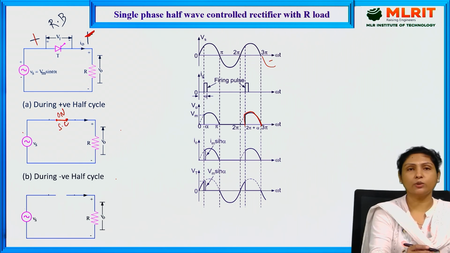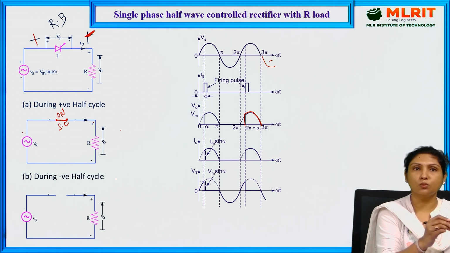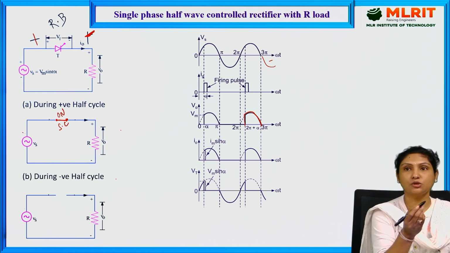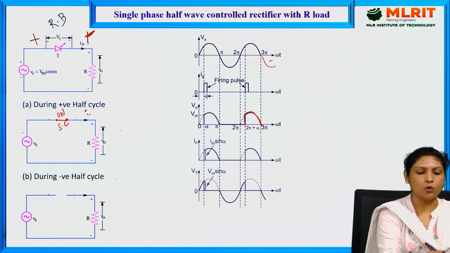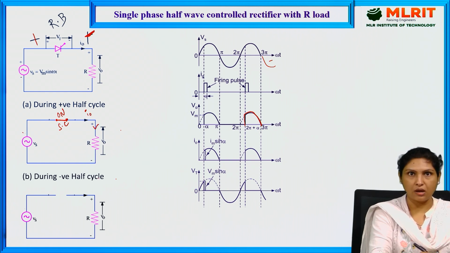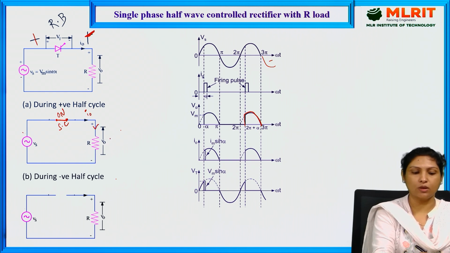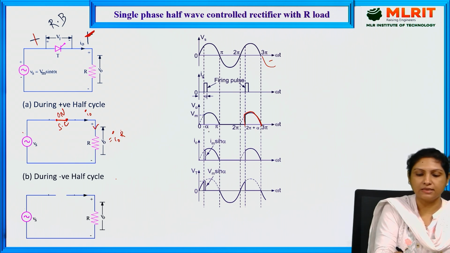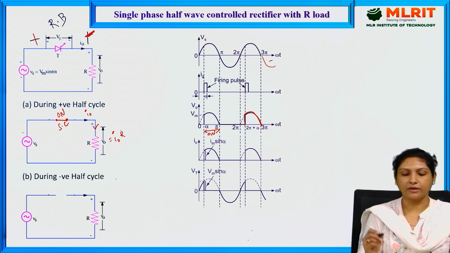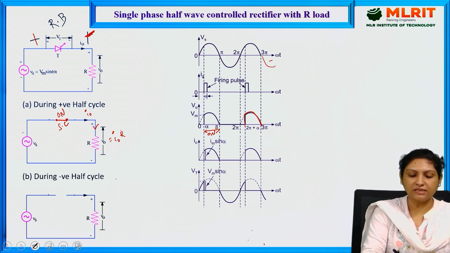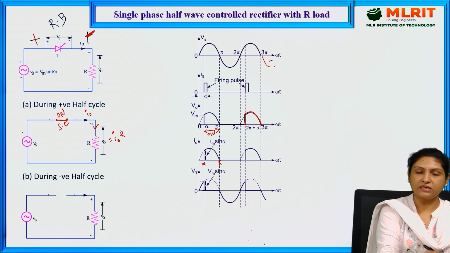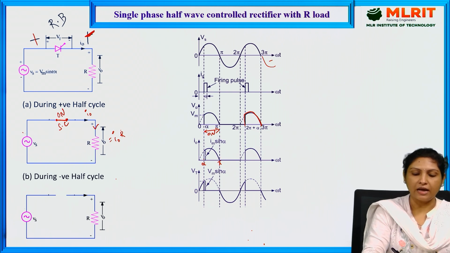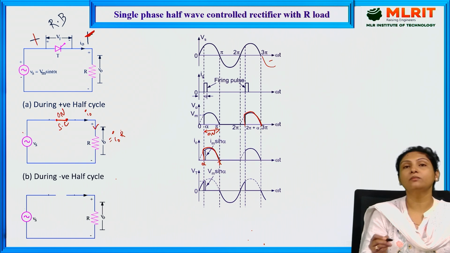Otherwise, I can also explain it this way: the moment the thyristor is on, or short circuited, the output current I0 starts flowing through the load, and the output voltage is equal to I0 into R. So that is how we get the output voltage when the thyristor is in the on state. Whenever the thyristor is triggered, from alpha to pi, current flows through the load during the positive half cycle.